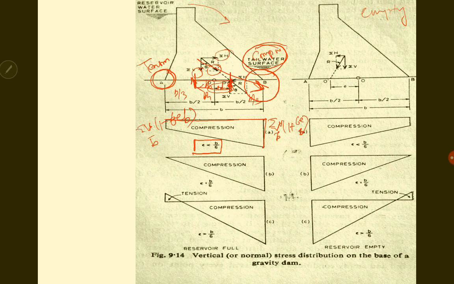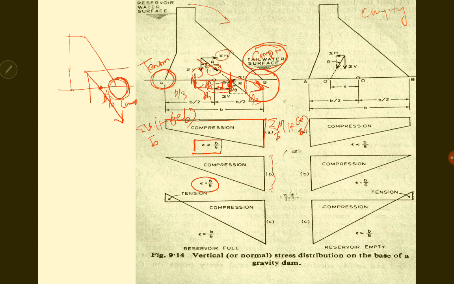Now, suppose the eccentricity is equal to b by 6, that is, the resultant is passing through this point, which is b by 6. In this case, what will happen? The toe will be in compression here also, but there won't be any compression at the heel point. It will be a critical or threshold condition where the toe is in compression. The failure won't occur, but it will be a critical condition. In that case, what will be the value of compression here?